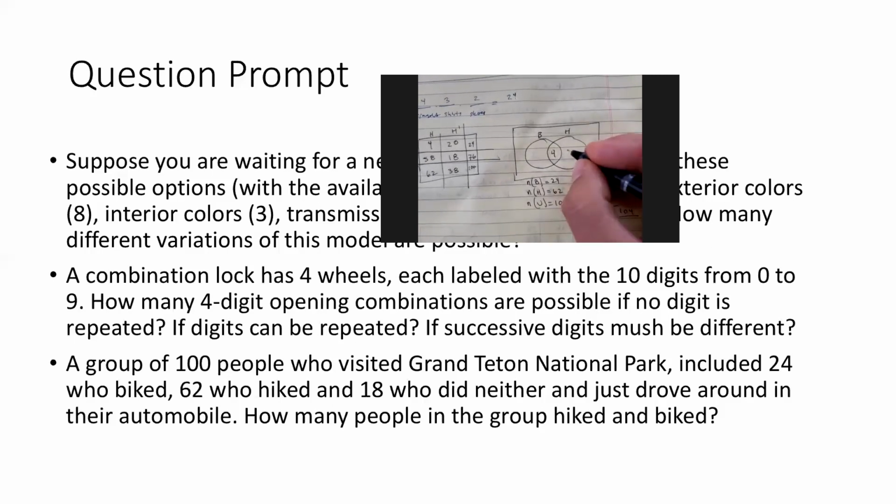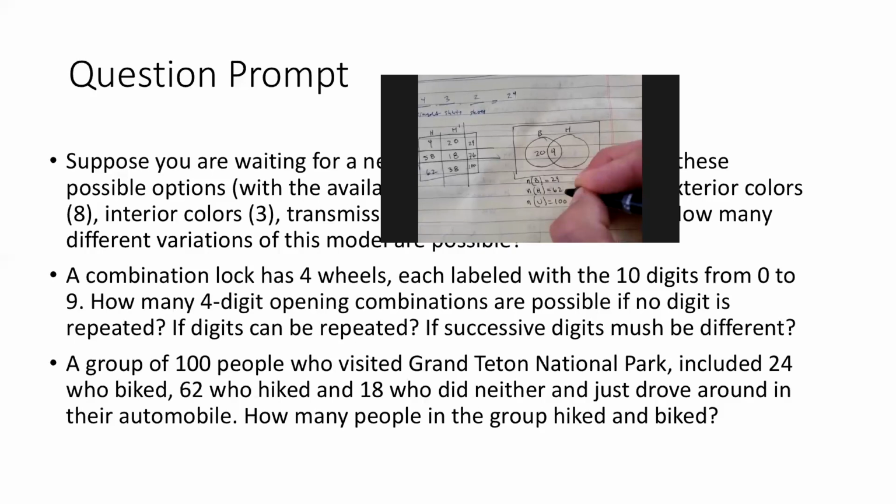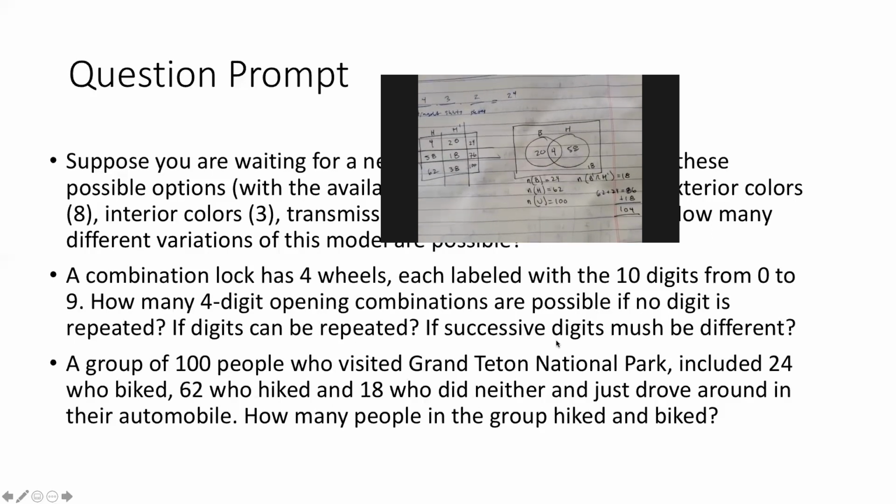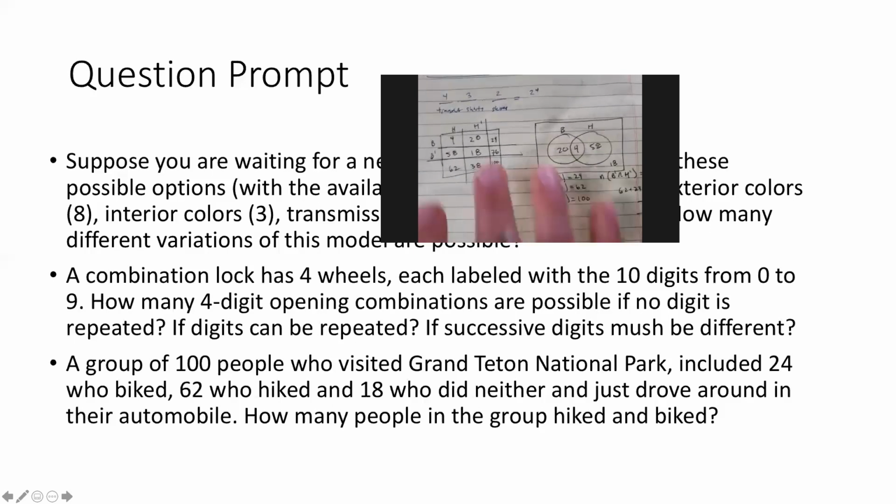So the number who biked were 20 and 4, so 24. And the number who biked but did not hike is 20, just like we have over here. And in this case, we have 58 plus 4, which gives us the 62. And that's basically how we solve that one. So pretty cool. You can do it either way, and hopefully you see the connection between those.